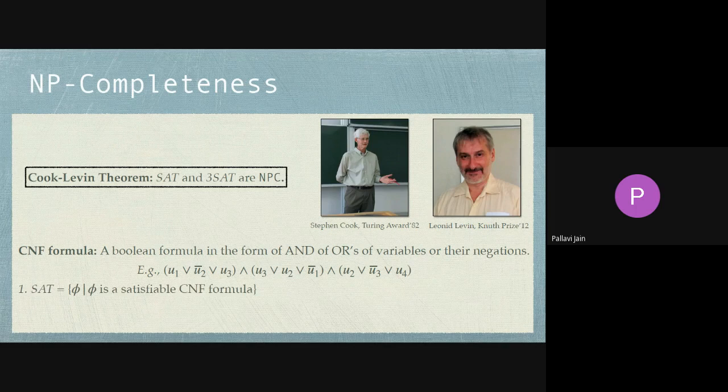Okay, so what is SAT? SAT is simply the set of all the satisfiable CNF formulas. And what is 3-SAT? 3-SAT is basically the set of all the satisfiable 3-CNF formulas. A 3-CNF formula, or a k-CNF formula, is a CNF formula in which every clause has at most k variables, or their negations. Okay, so this is the definition of SAT and 3-SAT.